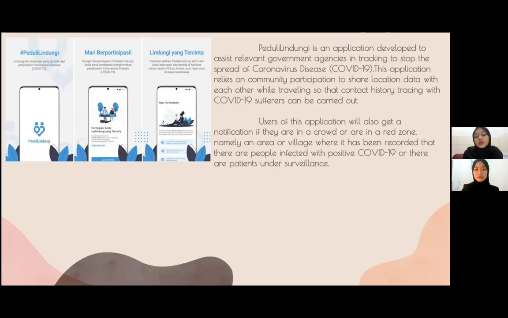So when you download PeduliLindungi, the system will ask for your consent to enable location data, which is an active location condition. The application will periodically identify your location and provide information related to the growth and zoning of the spread of COVID-19. The results of this tracing will make it easier for the government to identify anyone who needs to receive further treatment in order to stop the spread of COVID-19. Thus, the more people participate using this application, the more it will help the government in tracing and tracking.